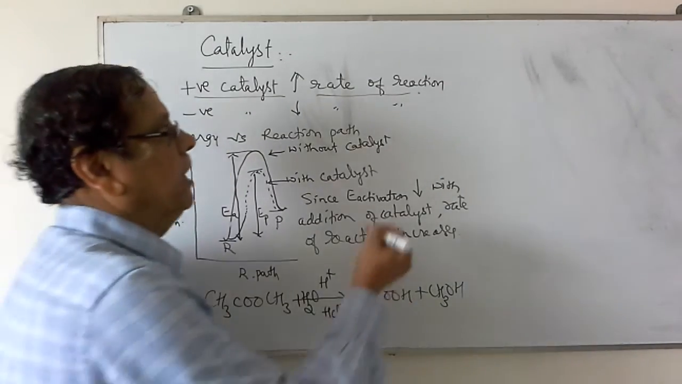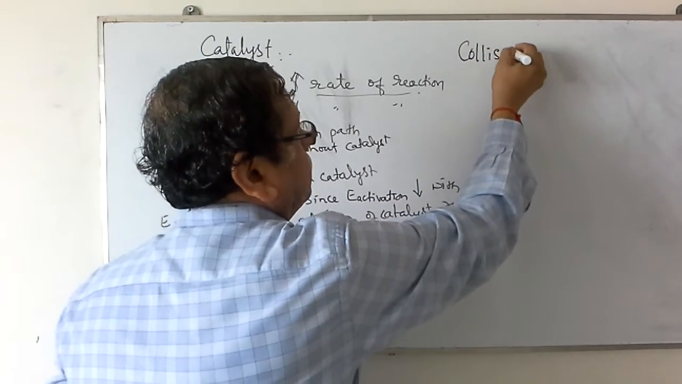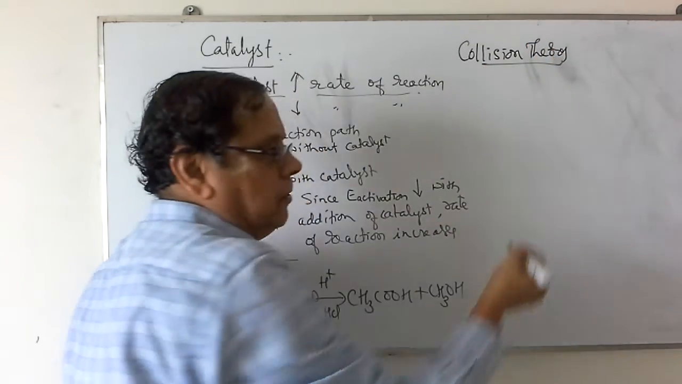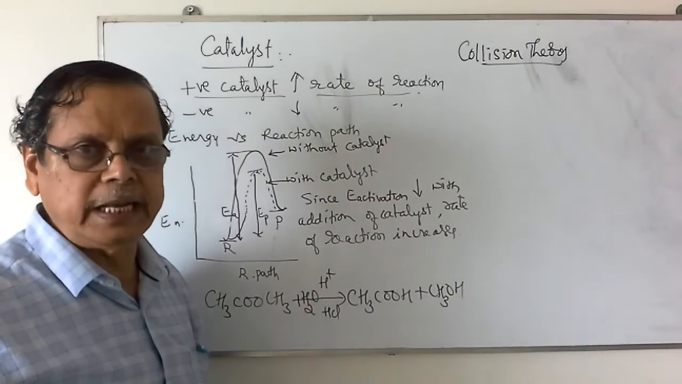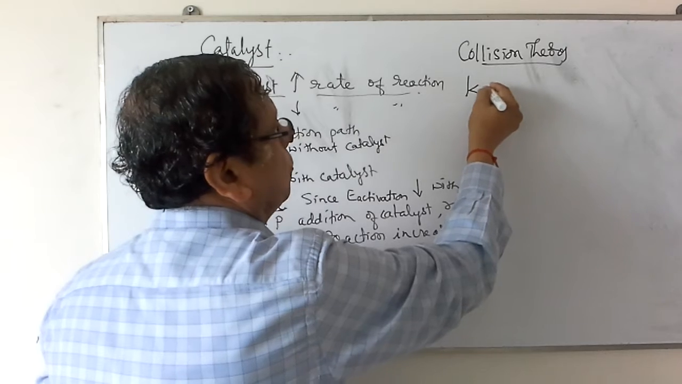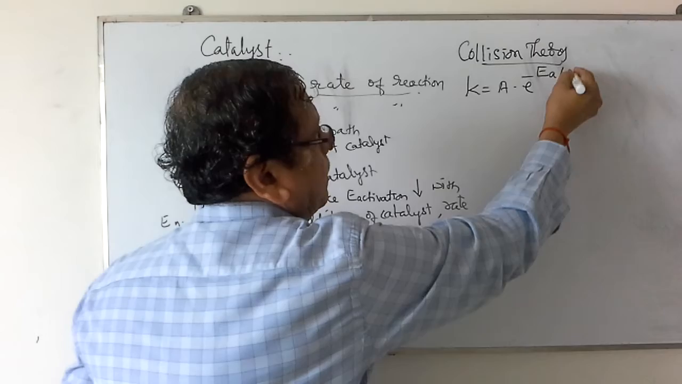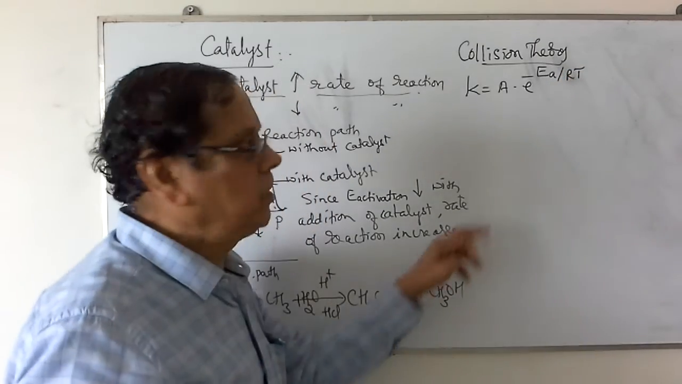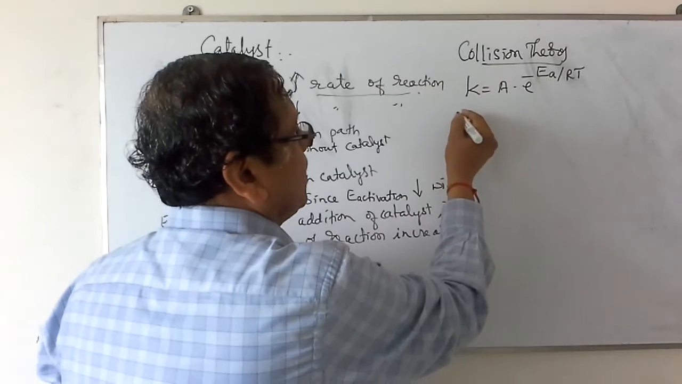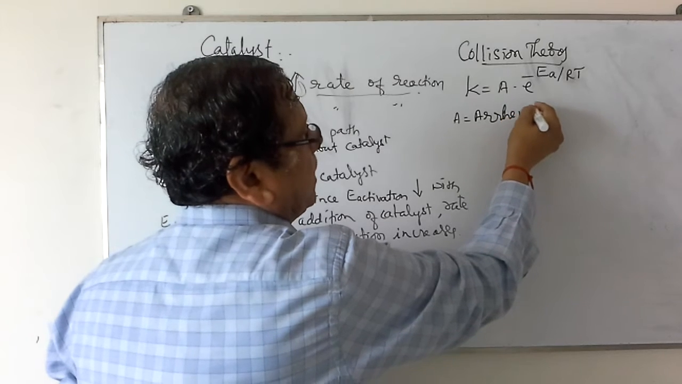Then coming to the other theory that we study in chemical kinetics, this is the collision theory. When we consider the collision theory, first we should understand the limitation of the Arrhenius theory. In the Arrhenius equation, we have considered k equals A times e to the power minus Ea by RT. In this equation, it is mentioned that A is a constant. So this A is the Arrhenius constant. He assumed that this is a constant.